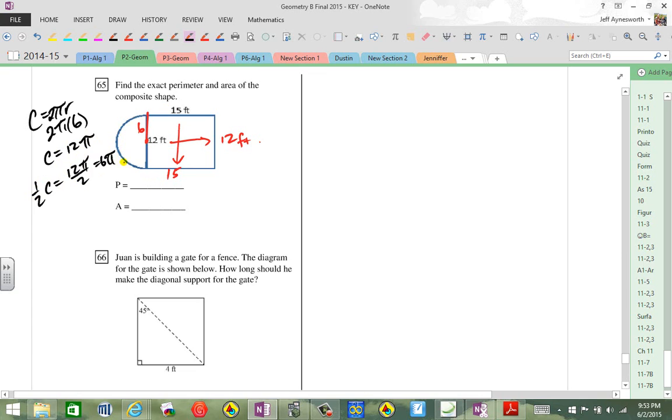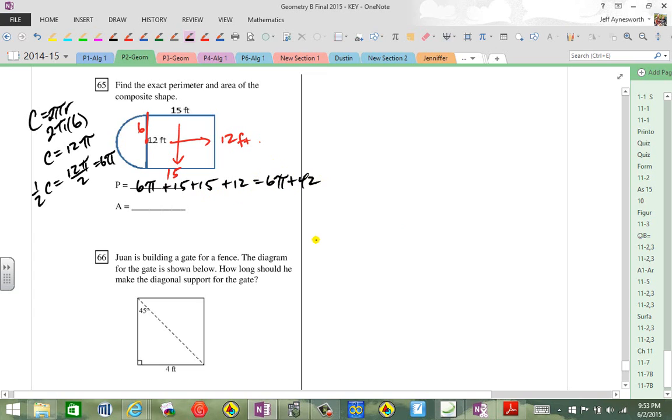So the perimeter is 6 pi plus 15 plus 15 plus 12. And that's going to be 30 and 12 is 42. So 6 pi plus 42. There's your exact. Does that make sense? Okay.